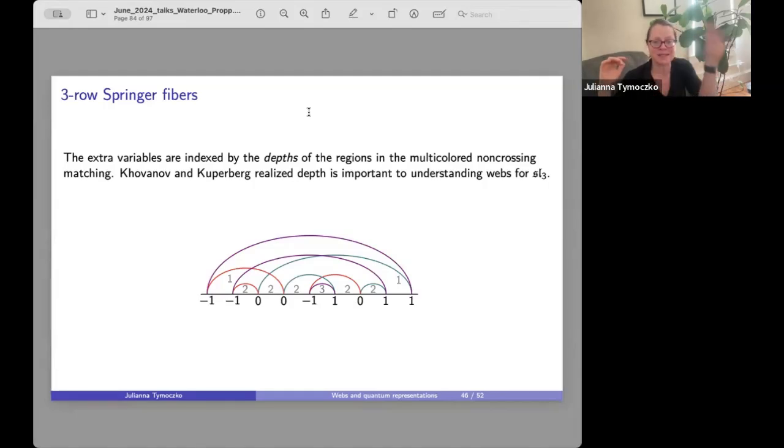So if I erase the red and teal edges and just look at purple, then every region of this graph that was labeled 1 is going to be labeled 1 by purple. Every place that's labeled 2 has 2 purple edges above it. Every place that's labeled 3 has 3 purple edges above it. So it's just recovering the depths.